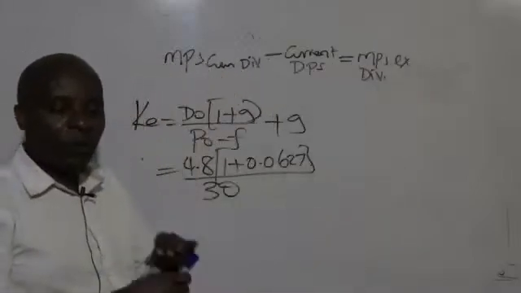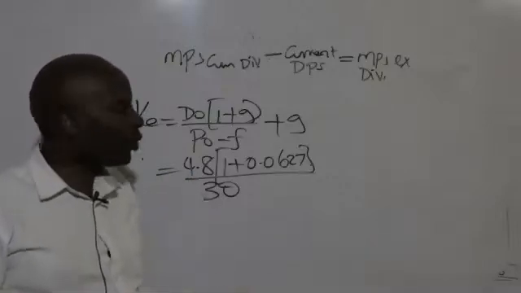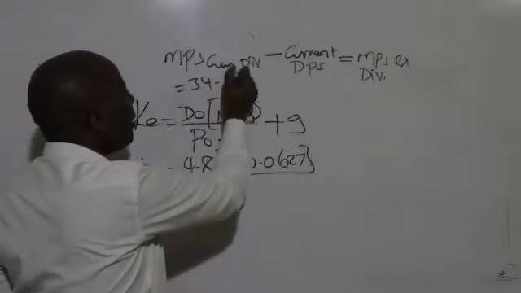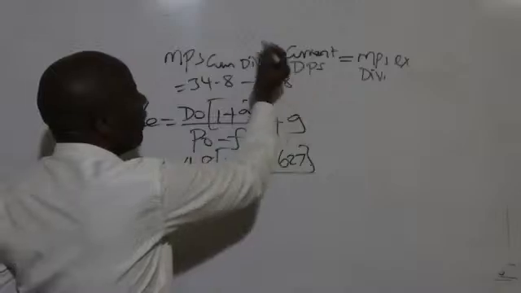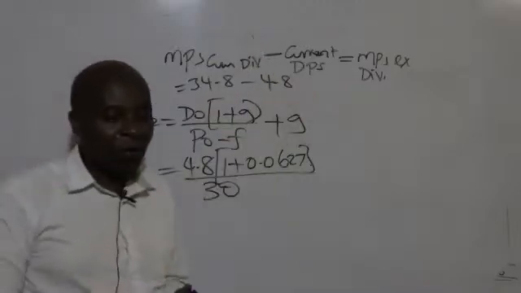In finance, we don't use the cum-dividend things. So you can see the MPS cum-dividend is 34.8 minus the current dividend per share, which is 4.3. That is how I was able to get my figure.